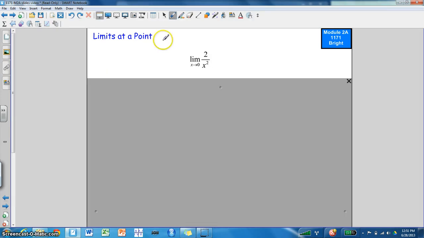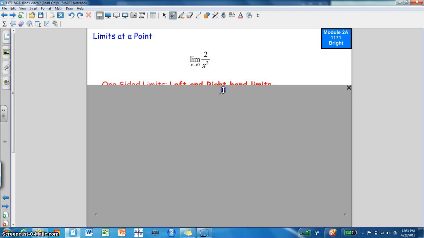Okay, so now we have this problem. We have the limit as x approaches 0 of 2 over x squared. Well, this one, I can try the direct substitution property, but it's not continuous at 0. There's an asymptote at 0. That's not good. I can't factor it, so what do I do?